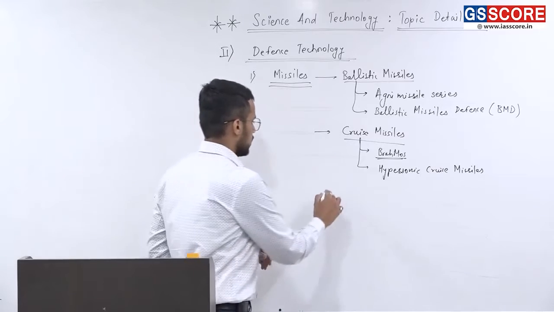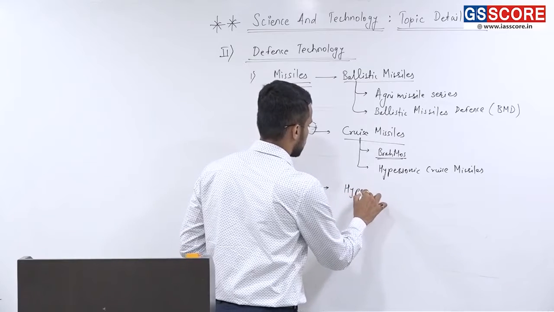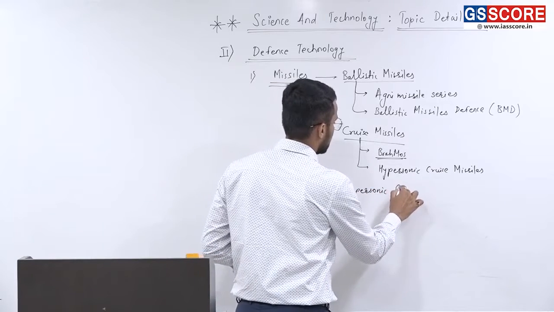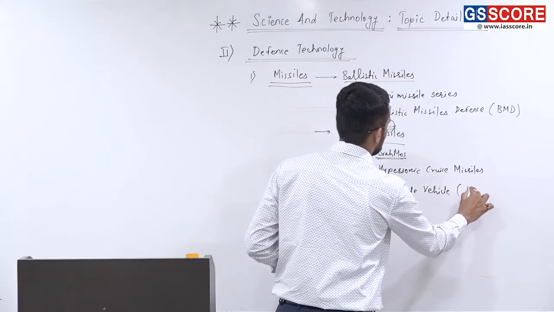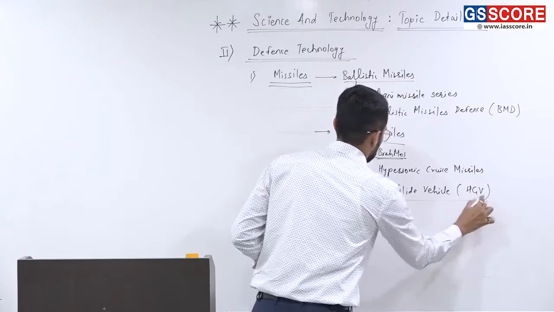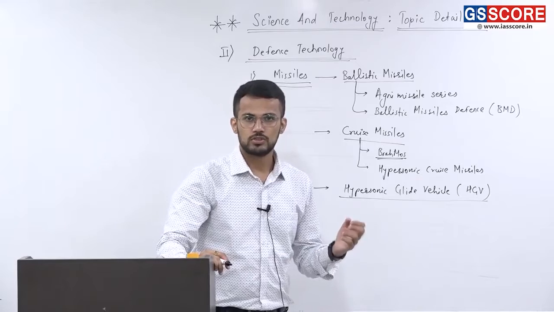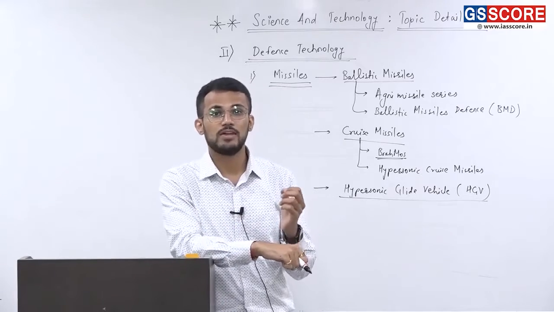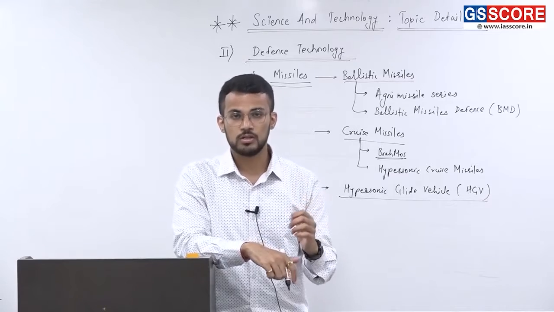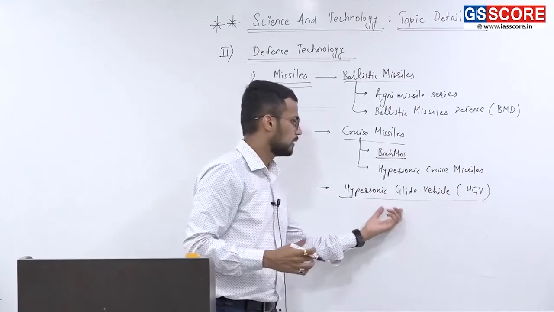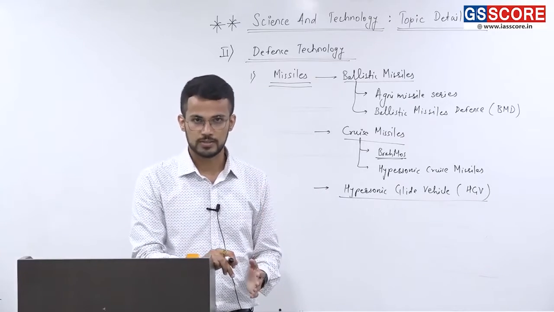But apart from that, you must also be aware of the hypersonic glide vehicle, HGV. Right? Because in 2022, UPSC asked one question on FOBS, Fractional Orbital Bombardment System, and that question was inspired from hypersonic glide vehicles, which are hypersonic missiles.